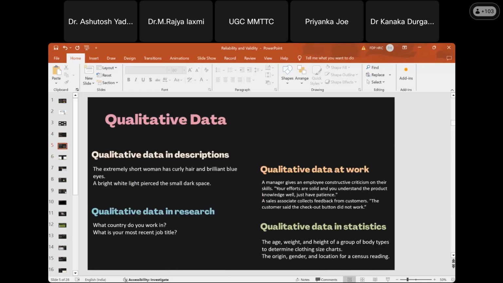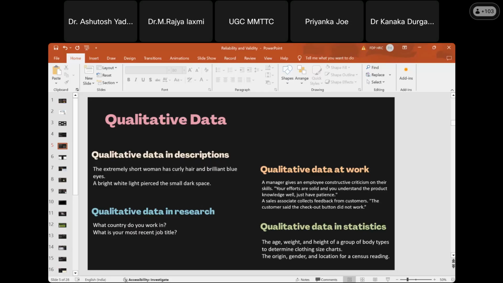So you most likely use qualitative data today, and this type of data is found in your everyday work in statistics all over the web. For example, qualitative data is in the descriptions, like we were talking about. The bright white light pierces the small dark space. And even in research, we are there. These kinds of methods allow analysts to use contextual information to create theories and models.